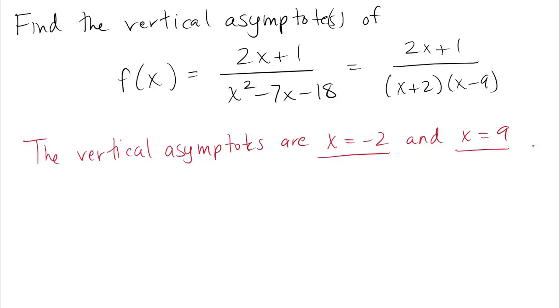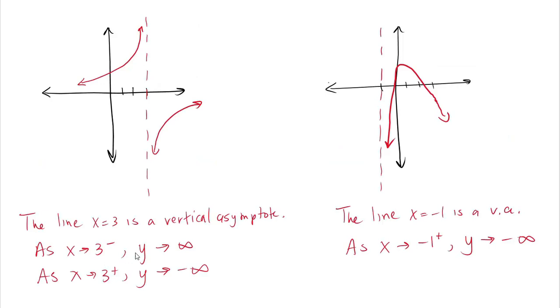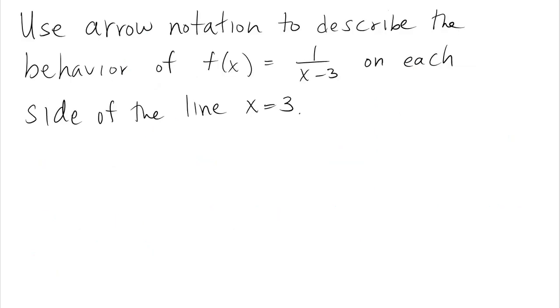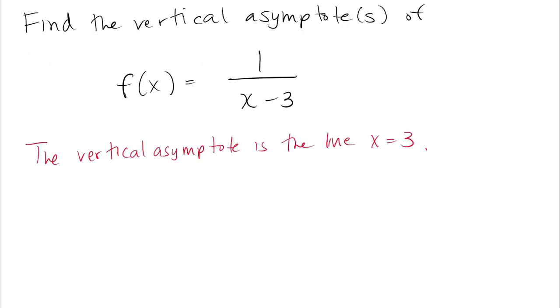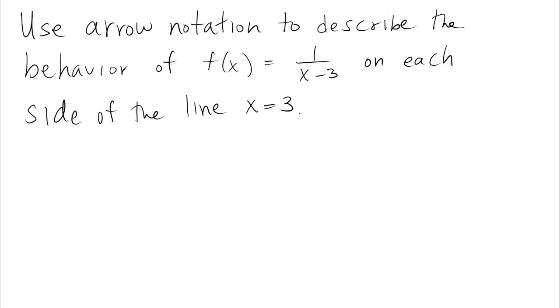So when we were first describing what vertical asymptotes are, we used arrow notation to describe the behavior on each side of the asymptote. Let's talk about how you can do that without looking at the graph. Use arrow notation to describe the behavior of f of x equals 1 over x minus 3 on each side of the line x equals 3. This is the same as this example, and we determined that there was a vertical asymptote at x equals 3, and now we're going to describe the behavior on each side.